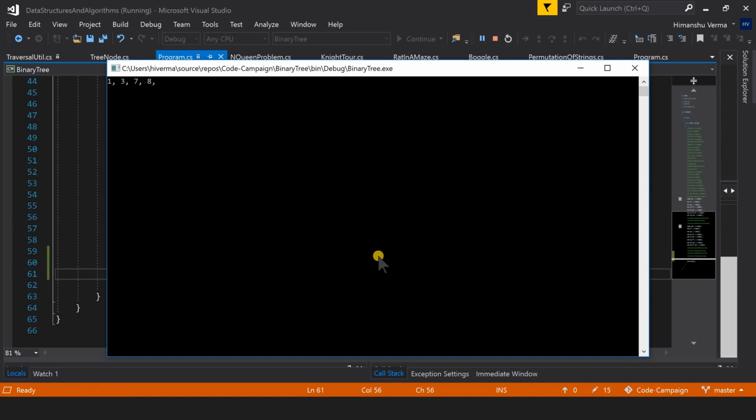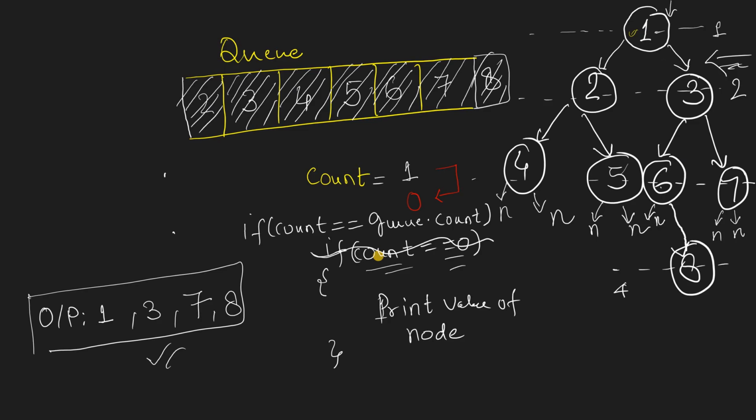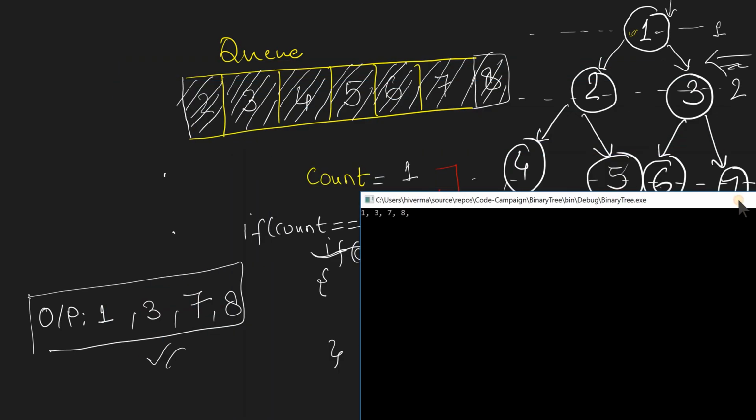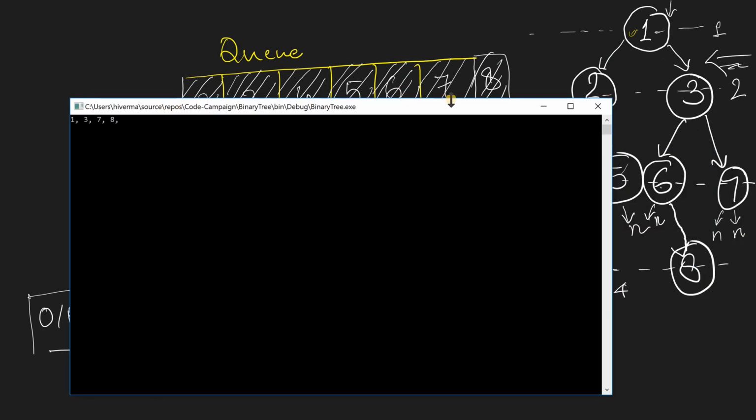So this is our right view of the binary tree. Let's compare it with the output that we wrote earlier. So yeah, 1, 3, 7, 8, 1, 3, 7, 8. So this is our right view of the binary tree.